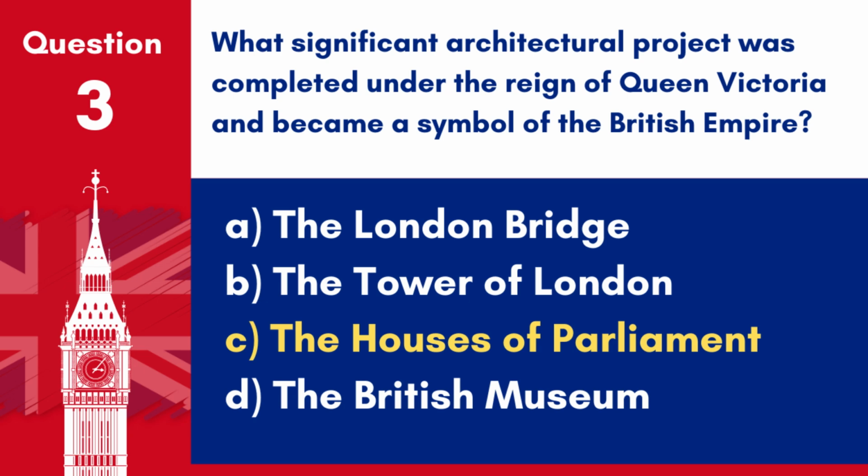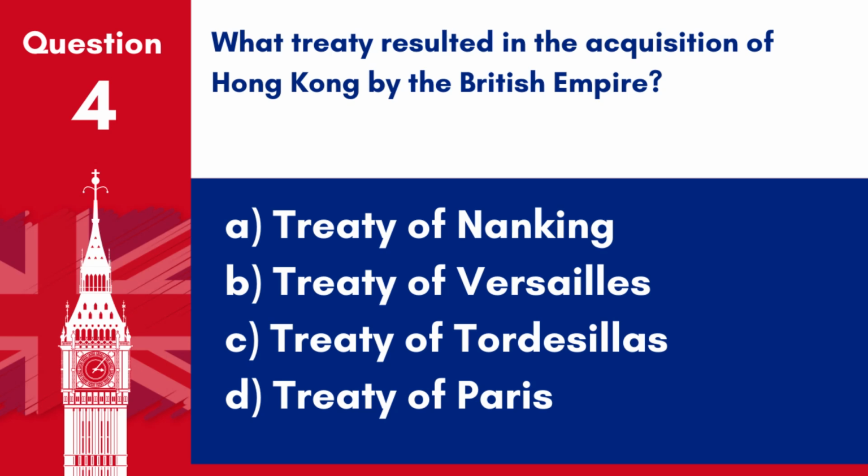Answer: C. The Houses of Parliament. Completed during the reign of Queen Victoria, the Houses of Parliament became a symbol of the British Empire and its government. Question 4. What treaty resulted in the acquisition of Hong Kong by the British Empire?